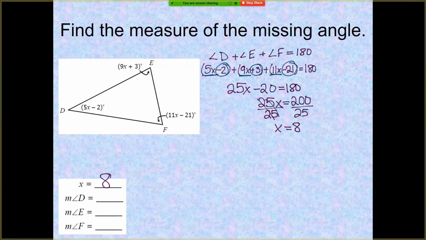Then we're being asked to go back and find the measure of angle D. So the measure of angle D is equal to 5x minus 2. So I'm going to take 5 times 8 minus 2. Well, 5 times 8 is 40. 40 minus 2 is 38. So the measure of angle D must be 38 degrees.